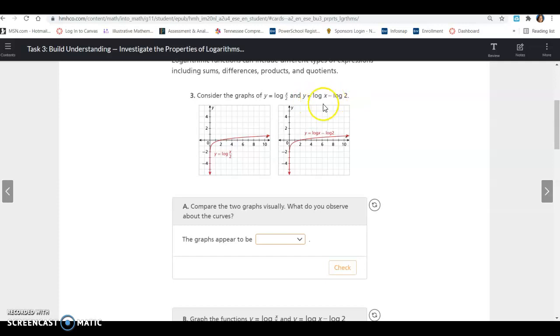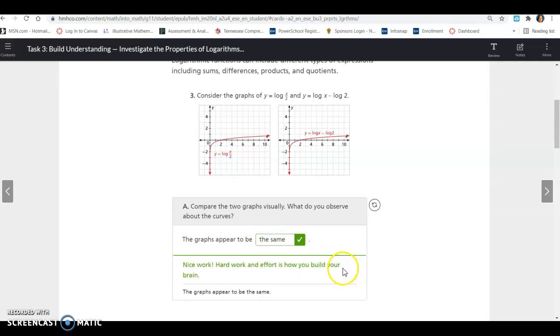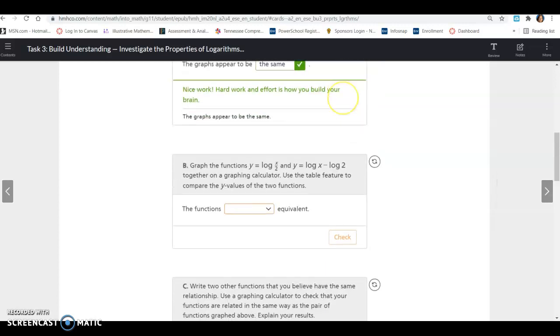y equals log of x minus log of 2. And just like in the last task, this graph looks identical to this graph. So it says compare the two graphs visually. What do you observe from the curve? The graphs appear to be the same. All right, so we've got log of x divided by 2 going to log of x minus log of 2. Okay, you still have the logarithms, but we're just looking at division changing to subtraction.